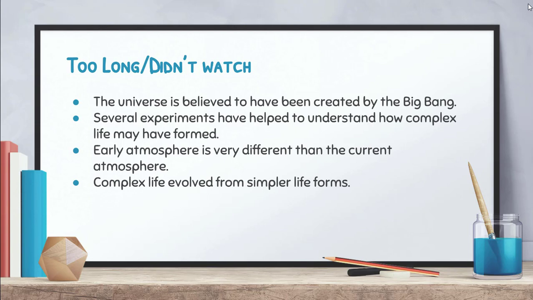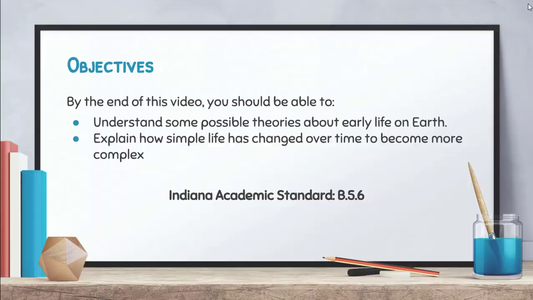So there's a lot that's really going on with this, and I obviously don't do this justice, but keep in mind that the universe is believed to have been created by the Big Bang. Several experiments have helped to understand how complex life may have formed. By the way, that is the key word of the video, complex life, so make sure you write that down in your video notes. The early atmosphere is very different than the current atmosphere, and complex life evolved from much simpler forms. Now, there's a lot that's going on here, and there's a lot more information that could be discussed about this, more than what I would normally do for an introductory biology class.